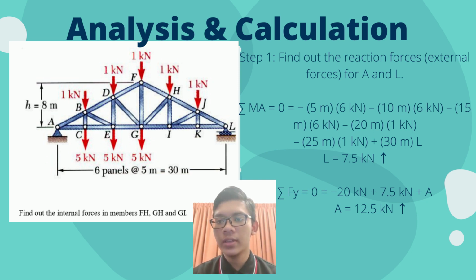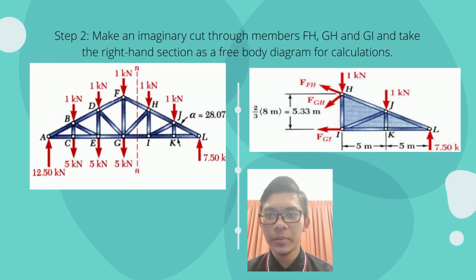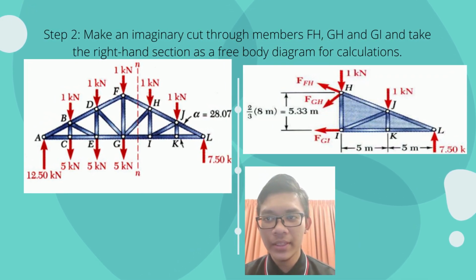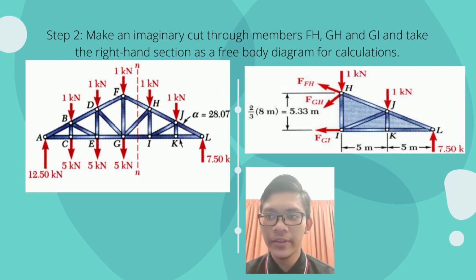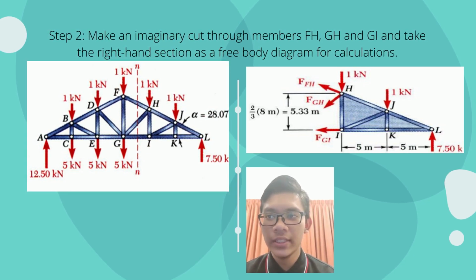Using sum of Fy equal to 0, equal to -20 kilonewton plus 7.5 kilonewton plus A. And from that we get A equals 12.5 kilonewton going upwards. Next, for step 2, we have to make an imaginary cut through members FH, GH, and GI and take the right hand section as a free body diagram for calculations.